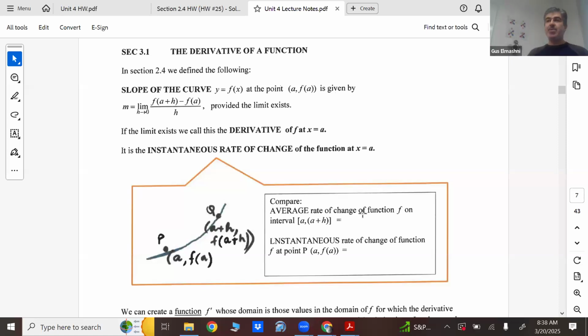We also call it the instantaneous rate of change because you're looking at that particular moment, at that instant, how y is changing with x for that curve. Whatever that curve is modeling, whatever it's representing, the slope of that curve at that point is what we're interested in. Remember the average rate of change, we know is this.